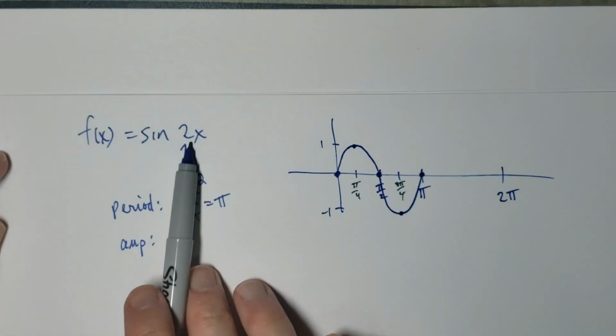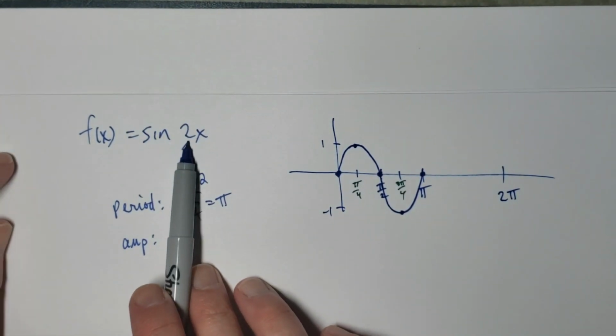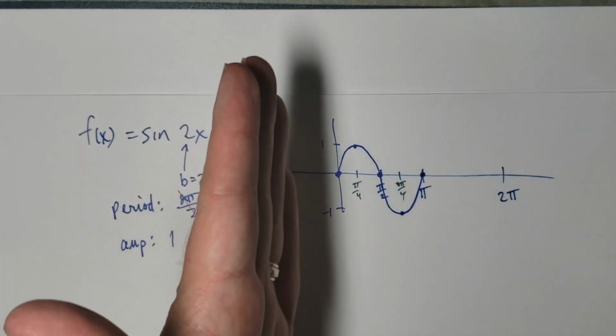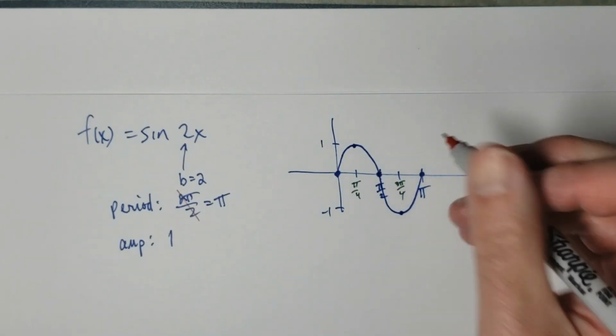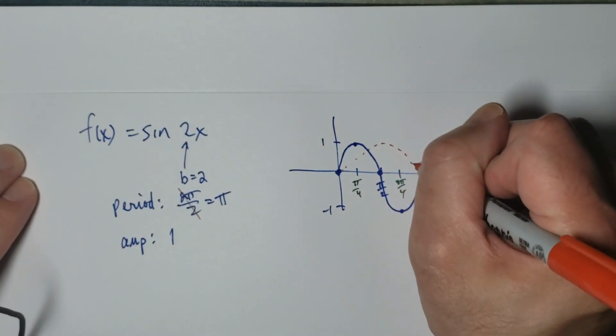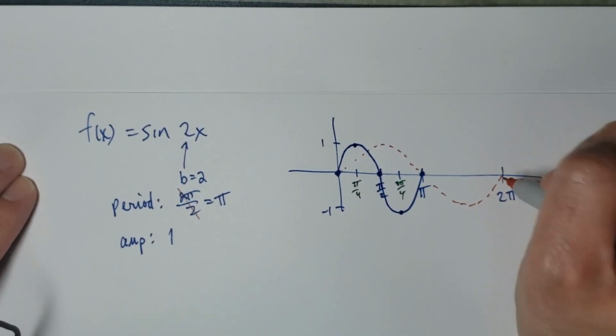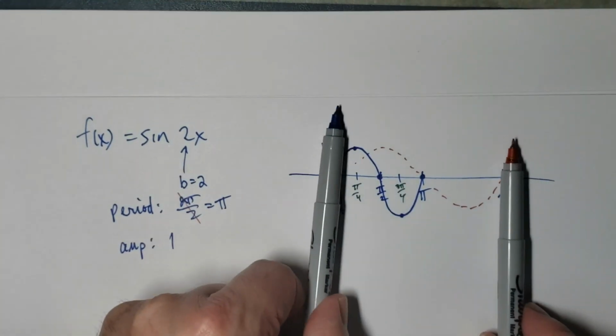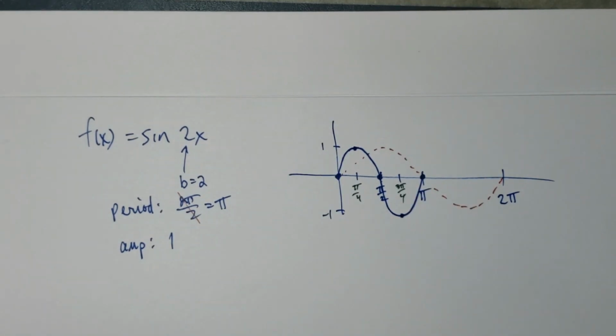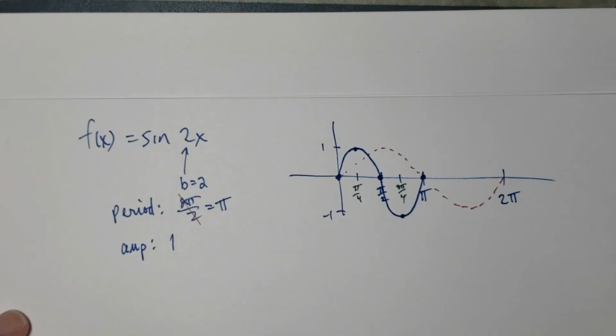And you can see hopefully that multiplying by 2 on the inside is a horizontal shrink. So it shrinks it down instead of being like this. It shrunk it down, so it was like that. So that is sine of 2x.